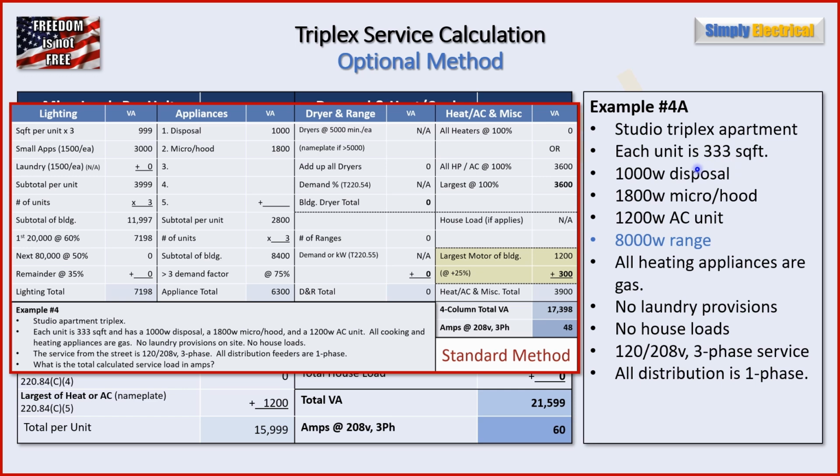And it's only a triplex. It's not, you know, if you had like maybe a 10 unit multifamily or a 20 unit, that would make a big difference. And I'm pretty sure then you would come up with a larger number for the standard than you would for the optional. But in this case, it's kind of backwards. Standard is smaller. So if you were asked to give the absolute minimum size service for this triplex service, then you would have to go with the standard method.